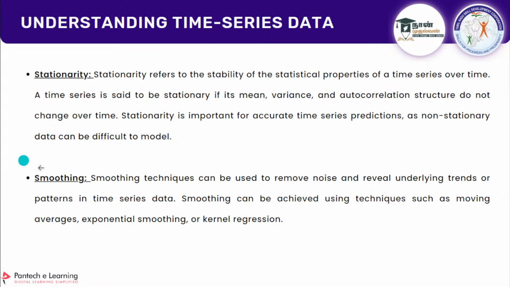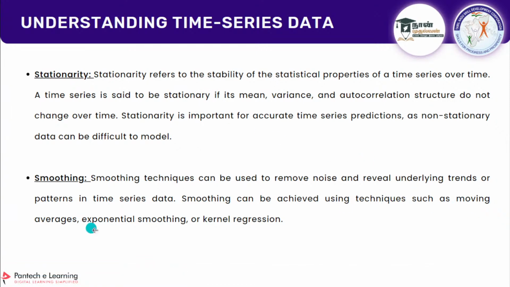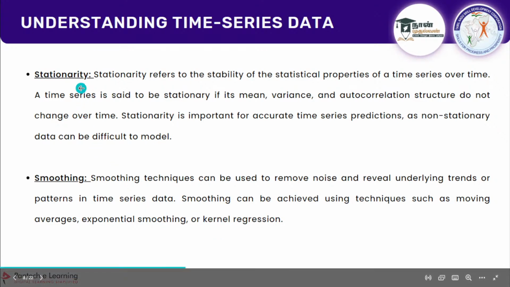Then going into smoothing techniques. What is smoothing? Smoothing techniques can be used to remove noise and reveal underlying trends. It comes under moving averages. The moving average is what we have as MA in ARIMA, right? Some methods like exponential smoothing or kernel regression are also available. So if your data is not stationary, you can use some of the smoothing techniques to handle it.